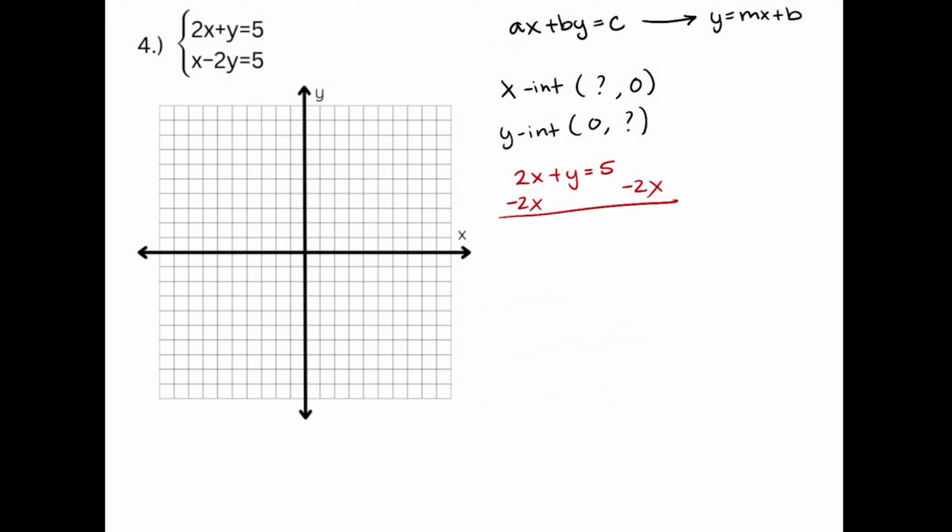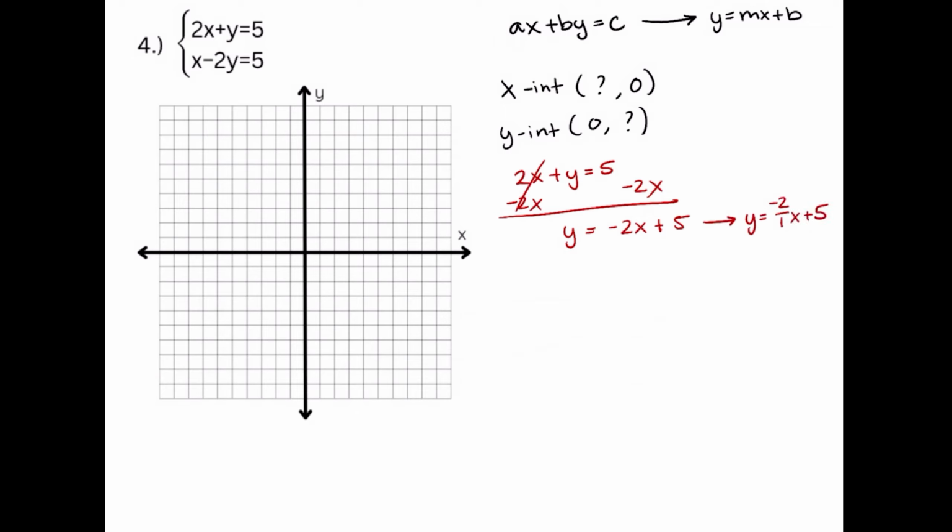When I do that, this is going to cancel, giving me y equals negative 2x plus 5. I reordered the right side so that my x term was first, just like it is in the formula for y equals mx plus b. Now, if you recall from the last video, I like to express my slopes as fractions. So this would be rewritten as y equals negative 2 over 1x plus 5.